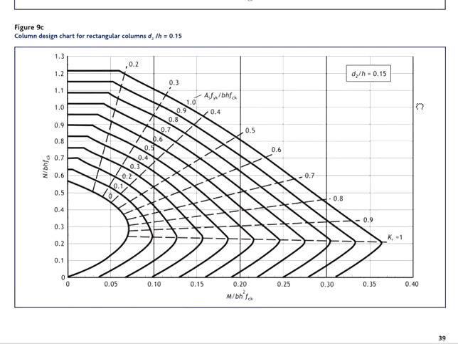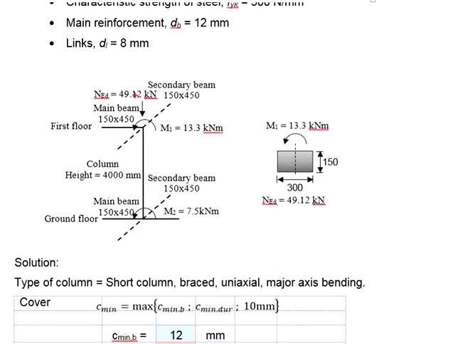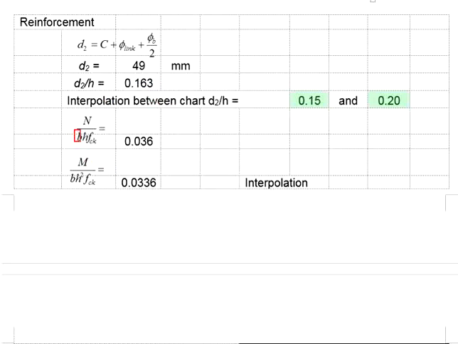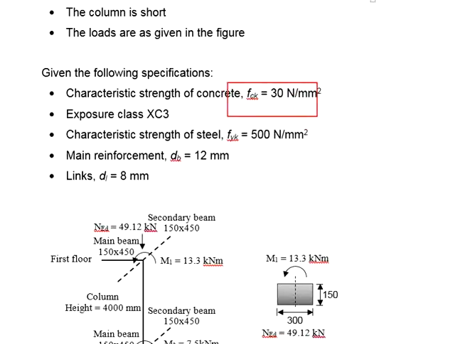Now let us talk about how to use the chart. You have two axes here. The y-axis will be due to the axial load, with the equation axial load divided by b h fck. The x-axis is determined by the moment, with the equation moment divided by b h squared fck. You have the axial load 49.12 kN divided by b 150, h 300, fck 30.